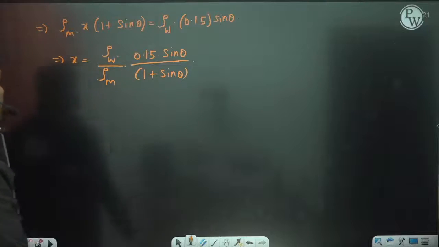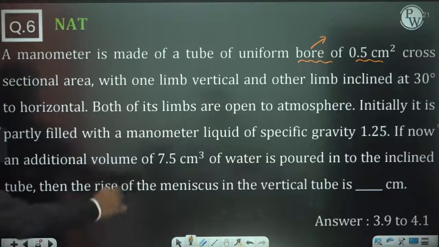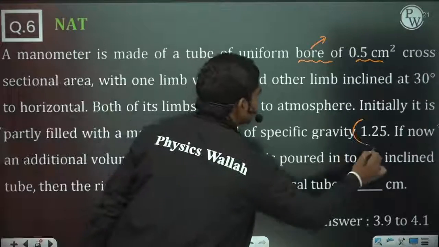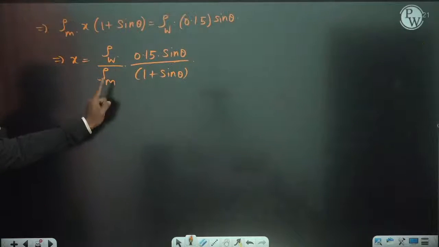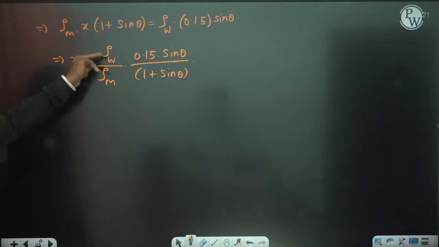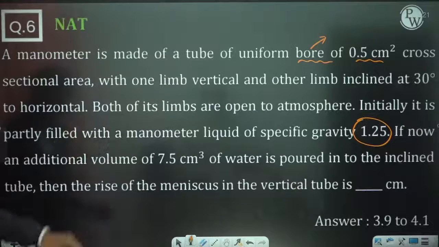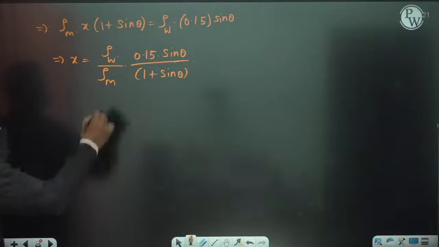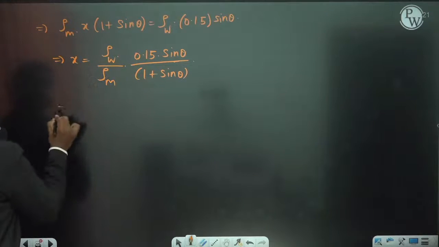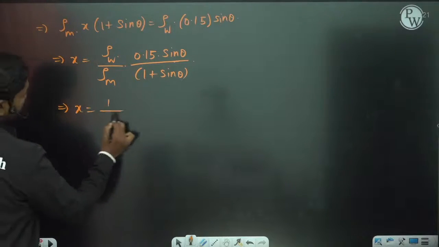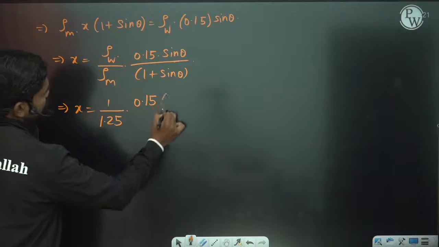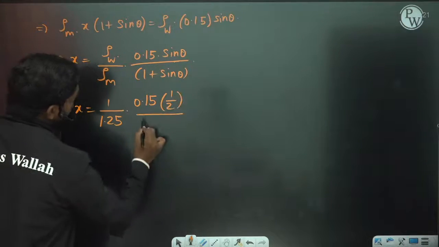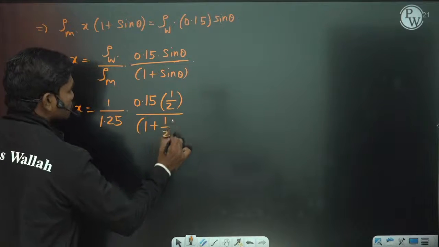Now let us calculate the values. What is the density of the manometric fluid? Specific gravity is 1.25, directly given. This ratio of fluid to manometer is given. So this is 1 by 1.25, correct? Specific gravity is 1.25, so this is the inverse of specific gravity. So x is equal to 1 by 1.25 times 0.15 sine 30, which is 1 by 2, divided by 1 plus sine 30, which is 1 by 2. So total 3 by 2.